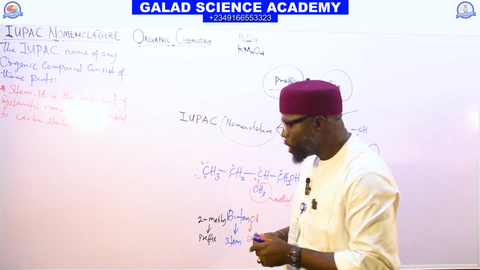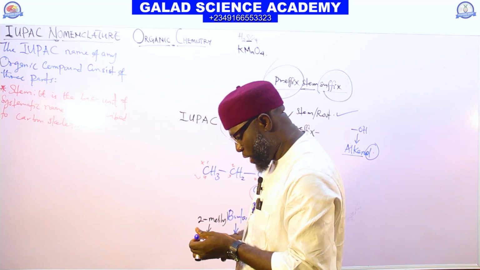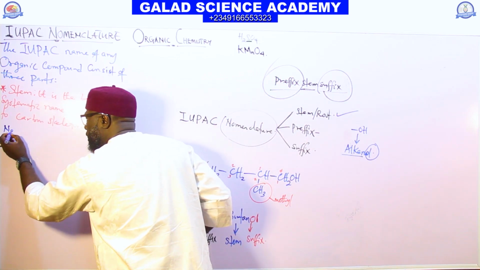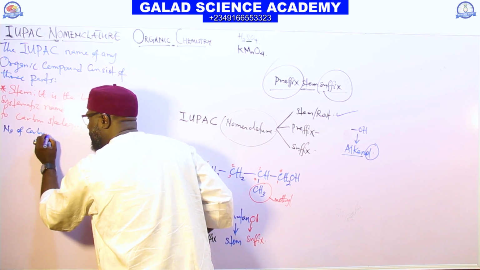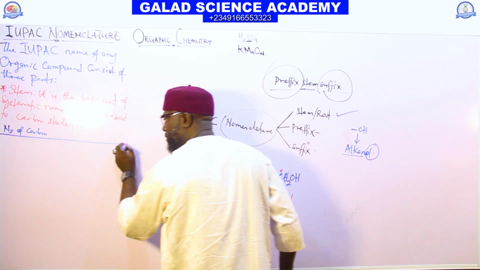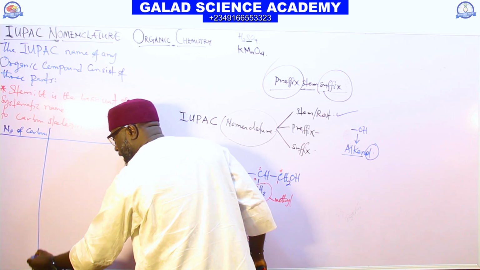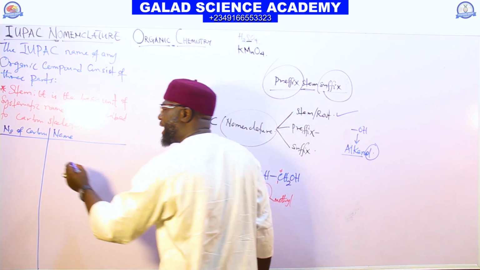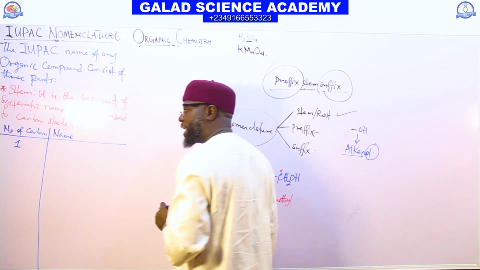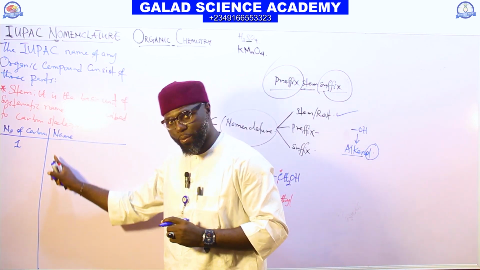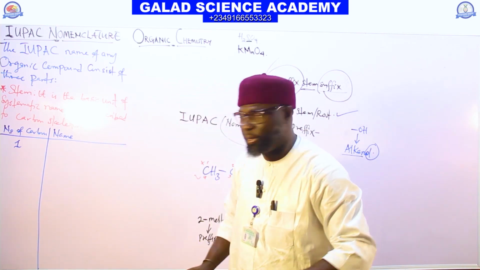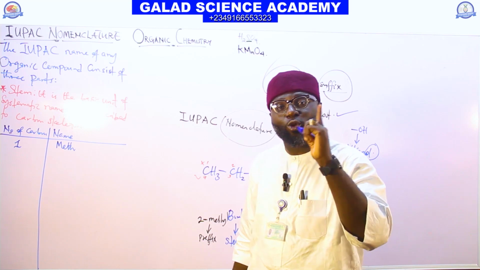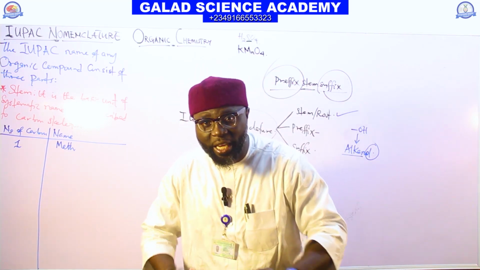For this stem, we can have the stem of the compound exist in this form. We can have it in the number of carbon atoms that are present. Any organic compound that contains just one carbon atom, what will be the stem name? We call it meth. The stem name will be meth.